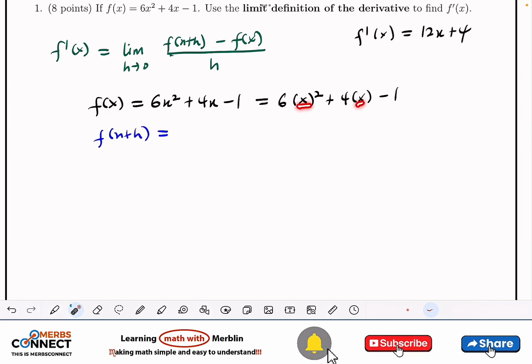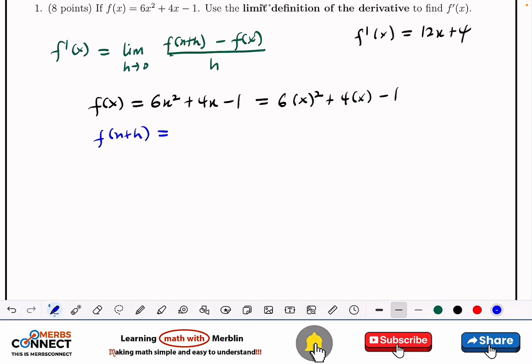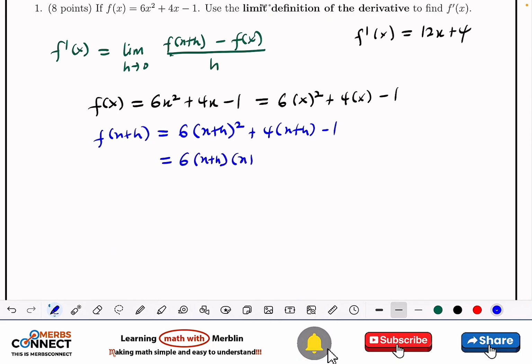So now you see that x is in parentheses. That's why we can see x. So I'm going to write the same equation here, but change all the ones in the parentheses to now x plus h. So I'm going to have 6(x plus h) squared plus 4(x plus h) minus 1. The parentheses matter a lot, right? So now that we have this and this, I'll try and simplify this one. So we are going to have 6(x plus h)(x plus h), then plus 4x plus 4h minus 1.